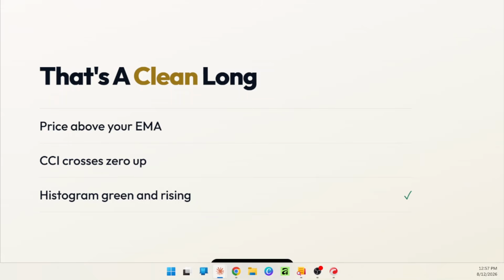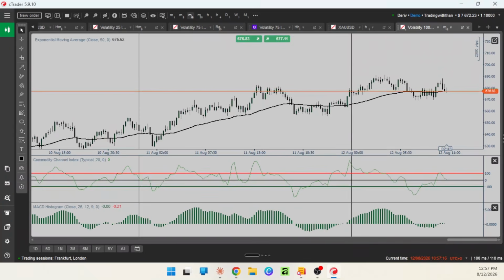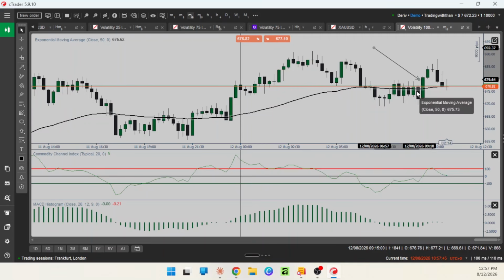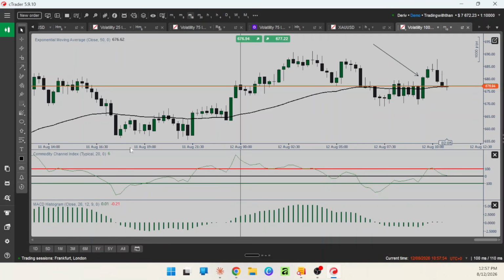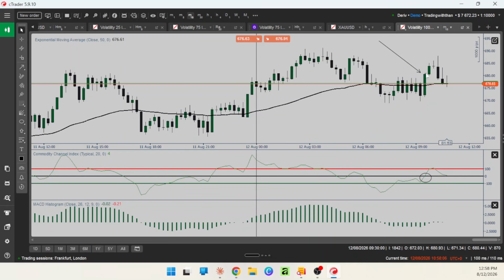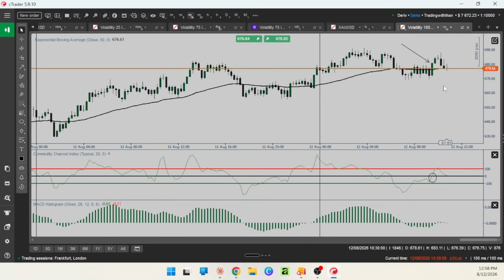So let me show you an example of a trade that you can get right there. At this point, you can see the market moving above the moving average. And when the market was above the moving average, we get a crossover on the CCI at the level 0. And then if you look at the histogram, it was just starting to go to the upside. Now this trade could be in drawdown right now.